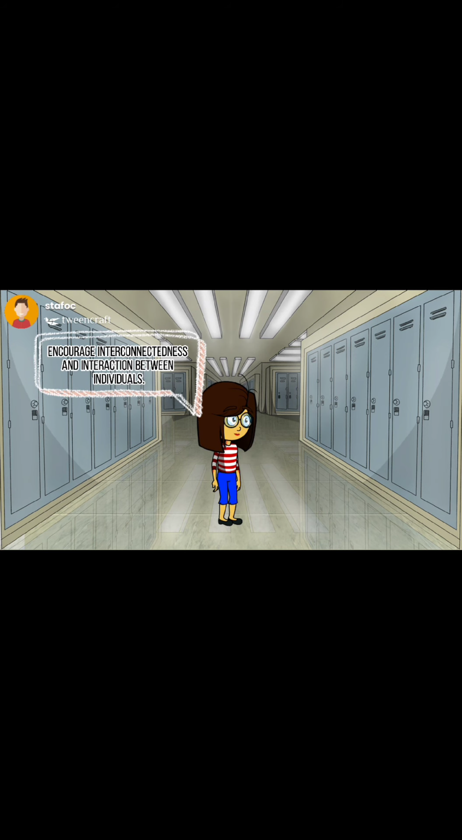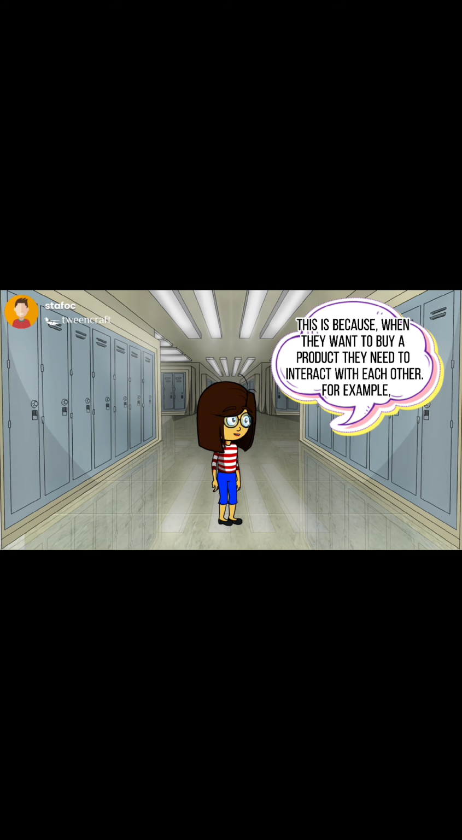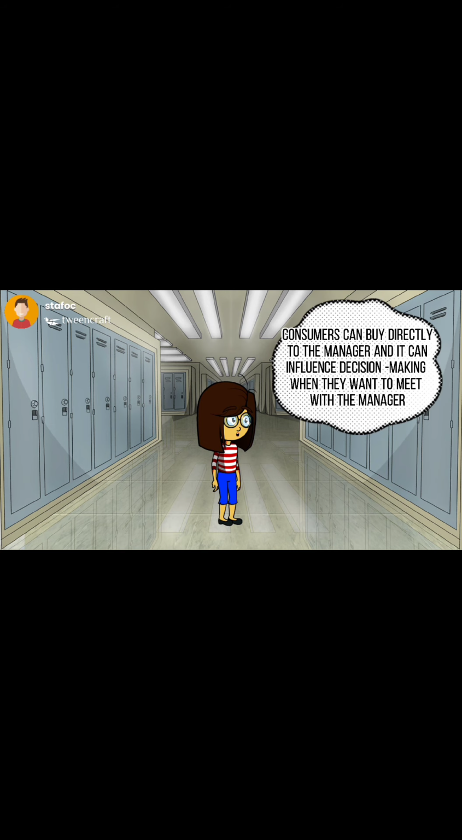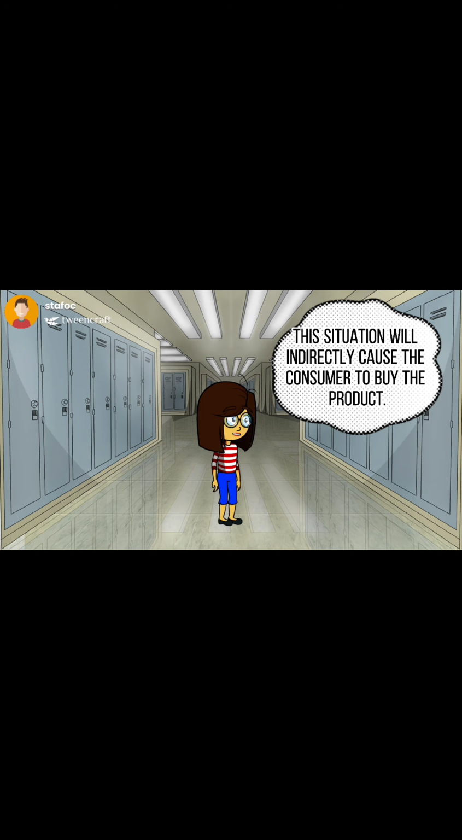2. Encourage interconnections and interaction between individuals. This is because when they want to buy a product, they need to interact with each other. For example, consumers can buy directly from the manager and it can influence decision making when they want to deal with the manager. This situation will indirectly cause the consumer to buy the product.